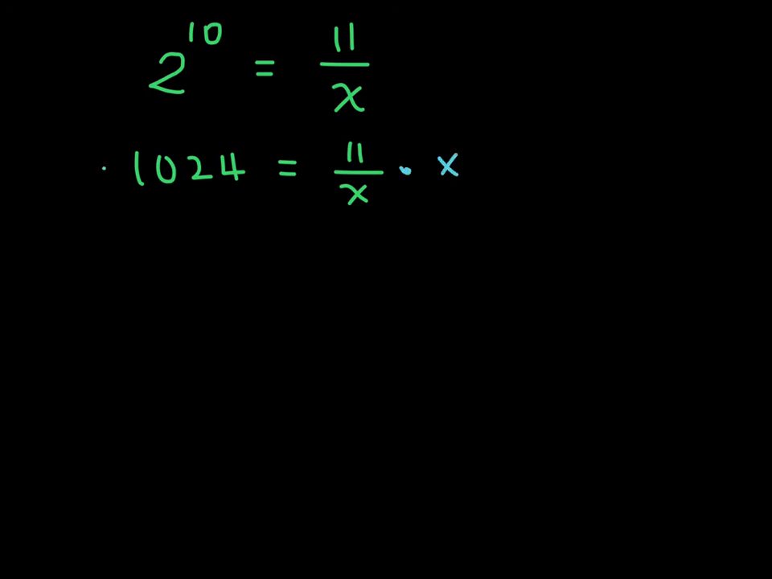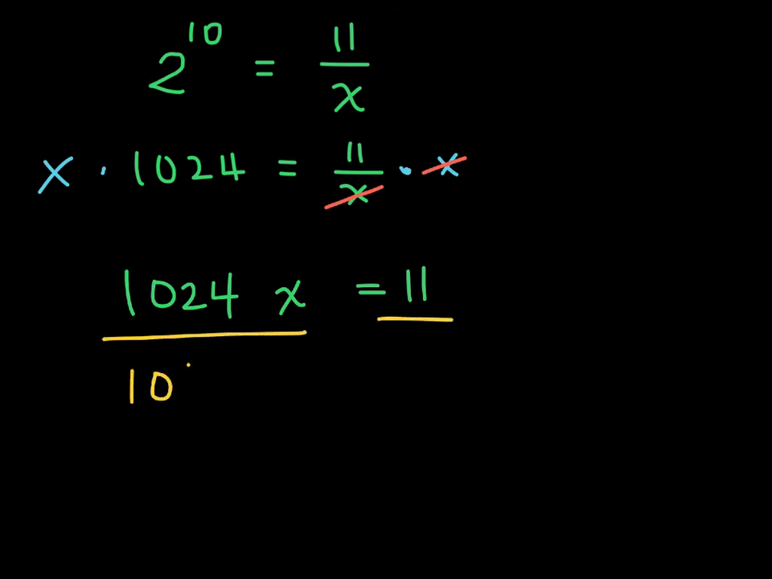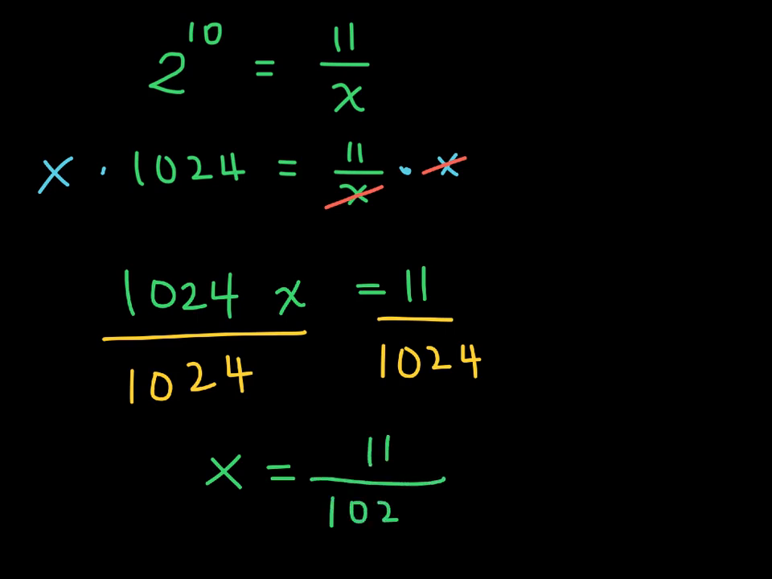Okay, because I'm trying to solve for x. So these x's here divide out, right? And what you're left with is 1,024x is equal to 11. Of course, don't forget that you're trying to isolate x, right? So divide both sides by 1,024. And so your final answer, well, it's a proposed solution, is 11 over 1,024.